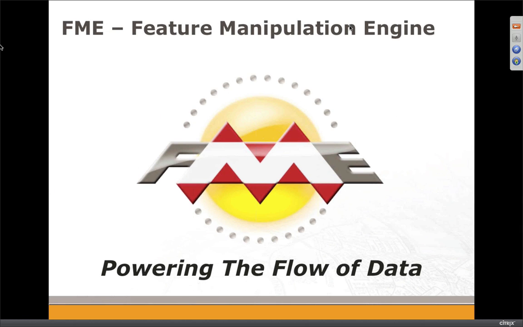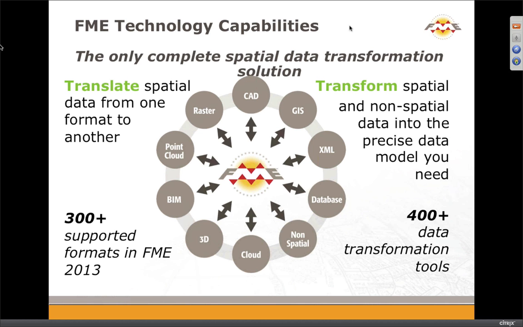Okay. So today, for those that are new to FME, we're going to be talking about the feature manipulation engine, the power behind our products here at Safe Software. We're currently supporting over 300 different formats in 2013, as well as 400 data transformation tools, and that's what helps us translate this spatial data from one format to another.